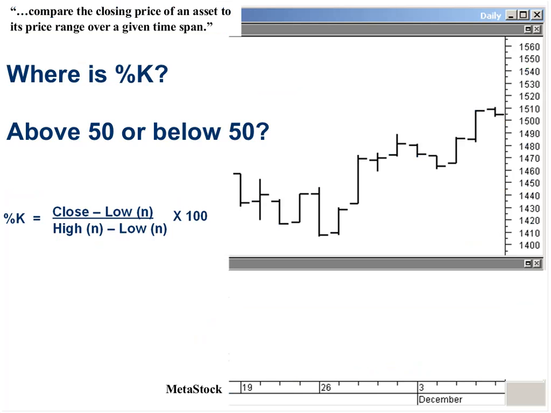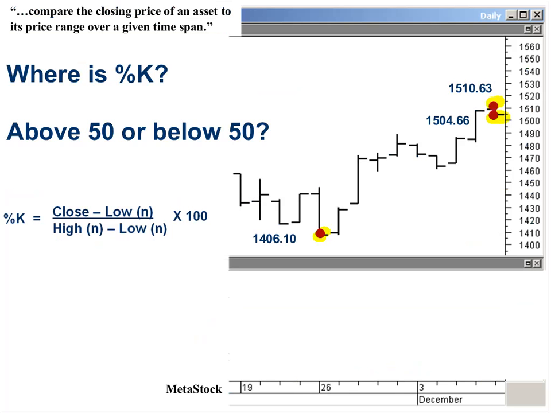When we crunch these numbers, do you think the stochastic value, percent K, is going to be above 50 or below 50? Just kind of guess for yourself. And then let's crunch these numbers here. The highest high for 14 days, the lowest low for 14 days. Here's the low, here's the high, here's where we are now. What's the value of K going to be?